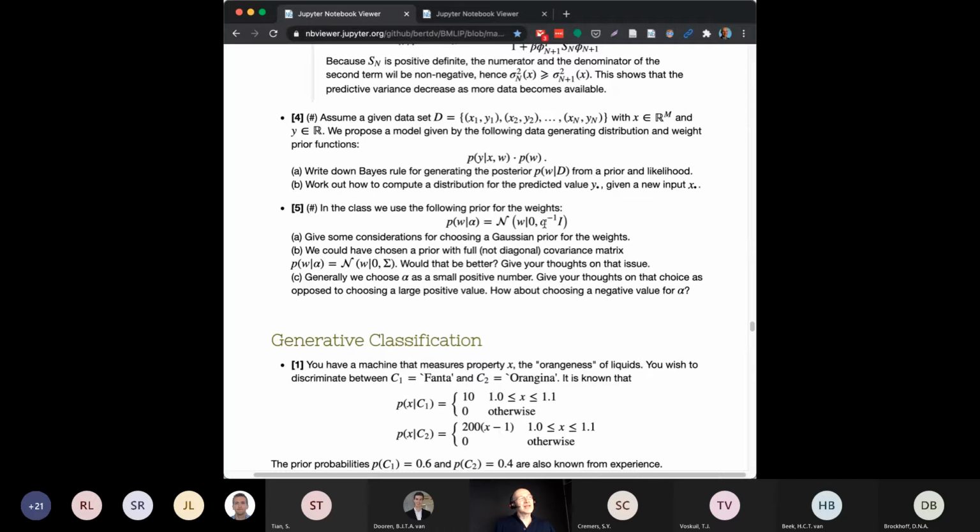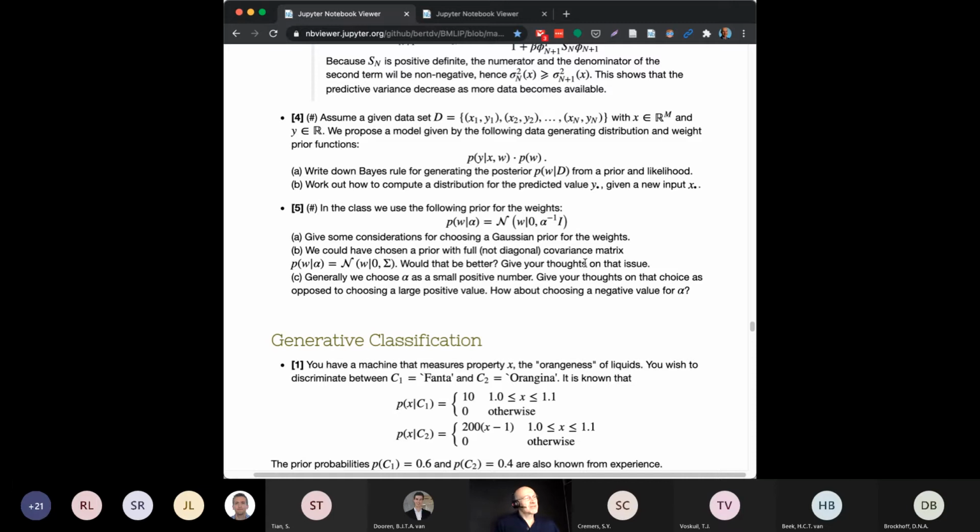But if you take another distribution and you have a Gaussian likelihood function, then you might get into trouble ending up with a closed form answer. So why not take the Gaussian? The Gaussian gives you a minimal assumption kind of distribution, and it gives you a closed form answer. Those are some considerations. So that's how I would answer A. We could have chosen a prior with a full, not the diagonal, covariance matrix. Would that be better?